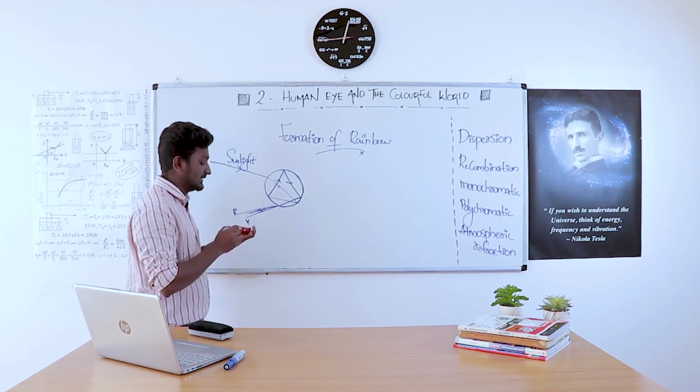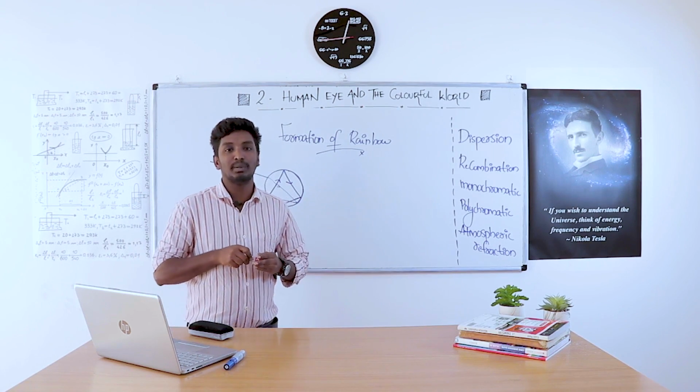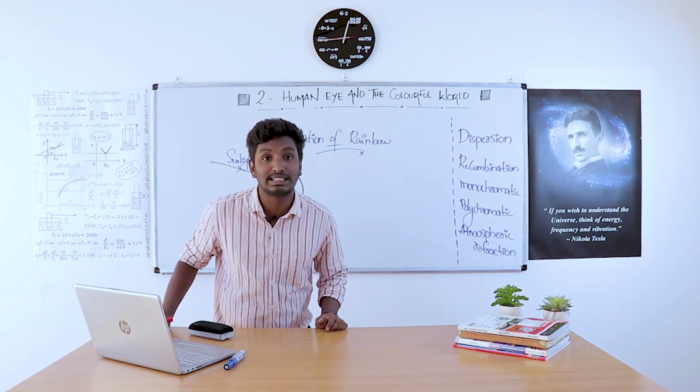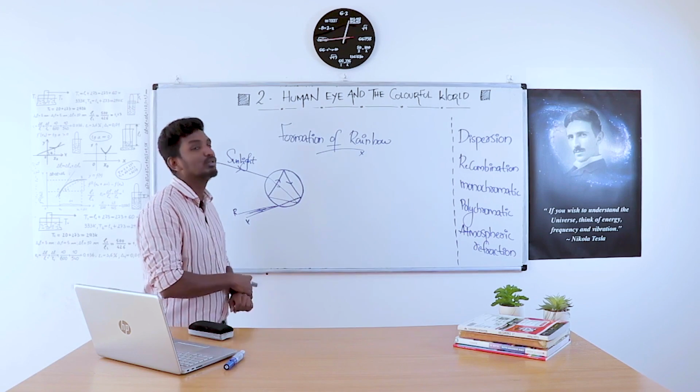These 7 colors are seen as a band or spectrum, and that band of colors or spectrum of colors is simply known as a rainbow. So how is a rainbow formed?